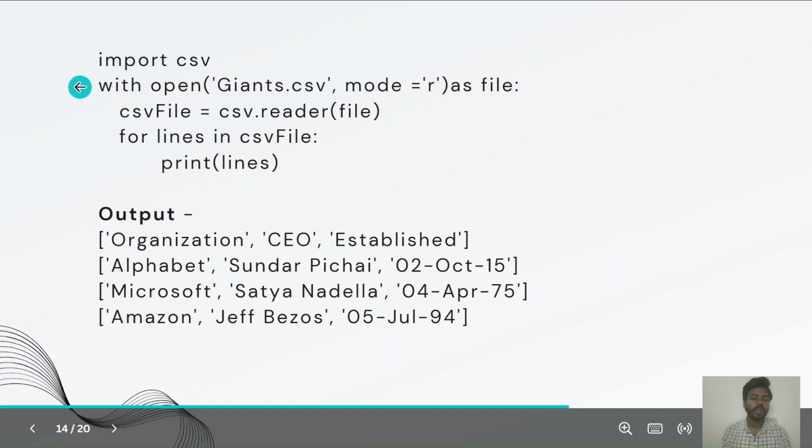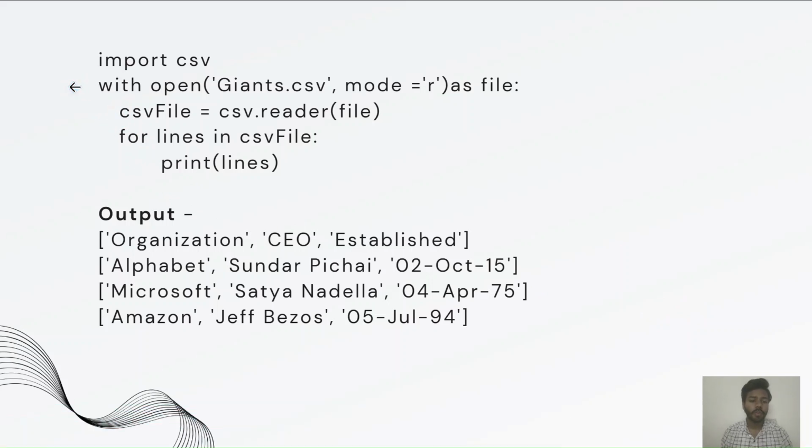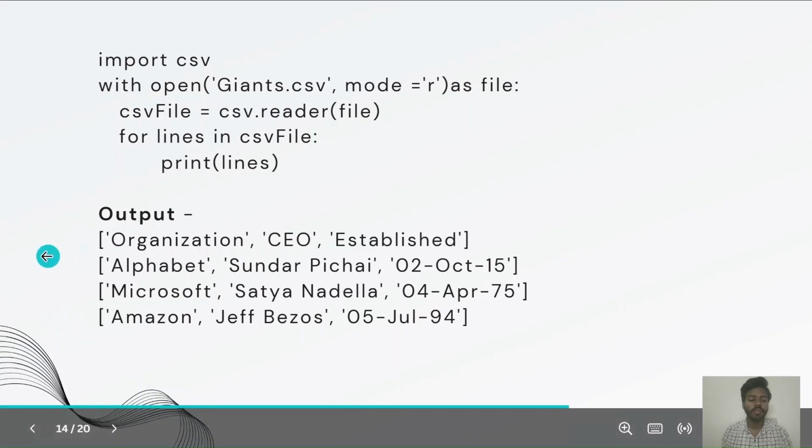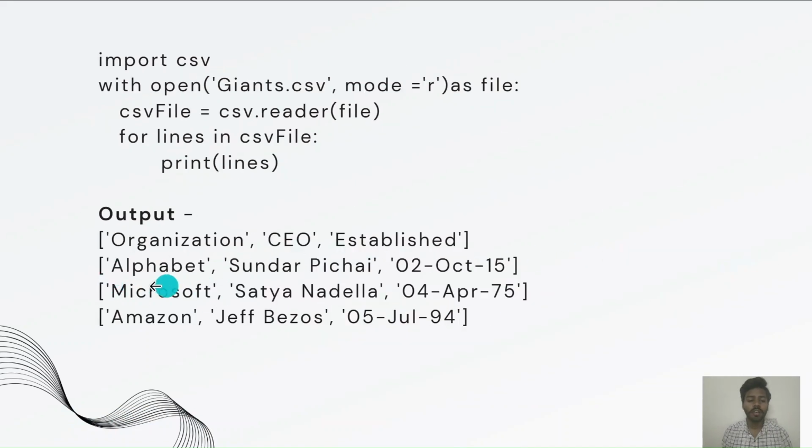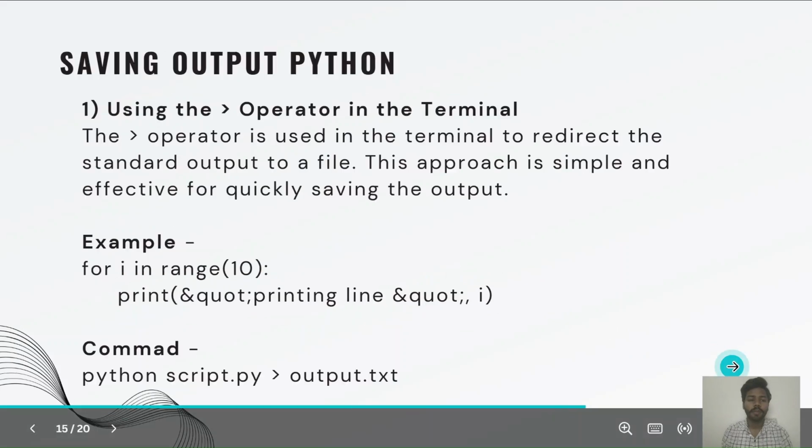Now we use import csv, with the open function and the gents.csv file name, mode is r, as file. Now the CSV reader is csv.reader(file). For line in the CSV file, print line. So here we get the output of our CSV file line by line. Here you can see Organization, CEO, Established, Alphabet, Sundar Pichai, and their respective established dates.